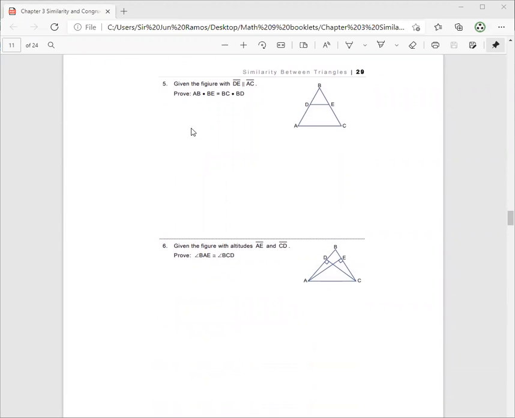Okay, let's have number 5. It's a little similar to what we did. Okay, so what again is given? We are given that, so the two columns, I write them here. This will be the statement, and then this will be the reason. Okay, again, we say that given there, DE is parallel to AC. Okay, that's given. You always have to work on the given.